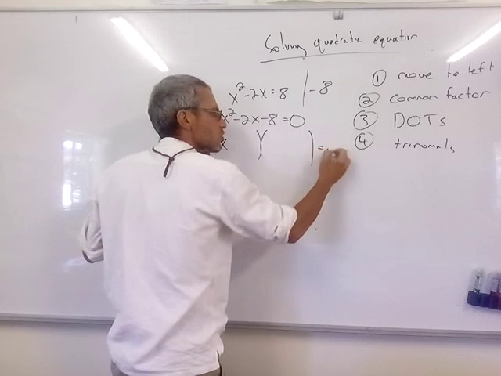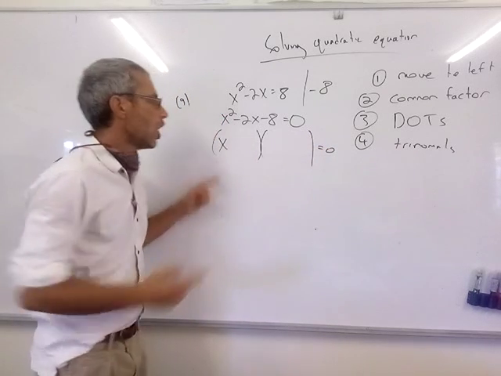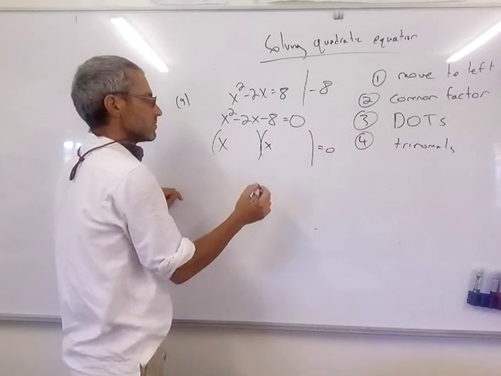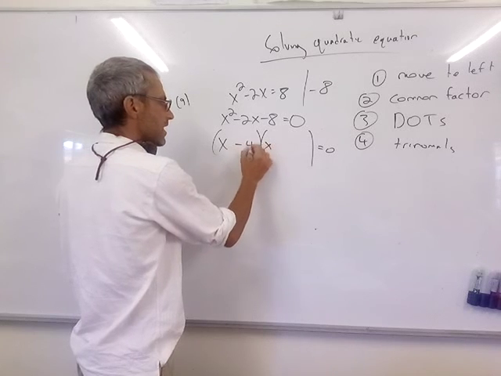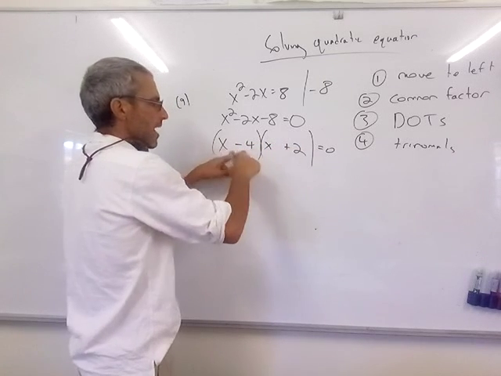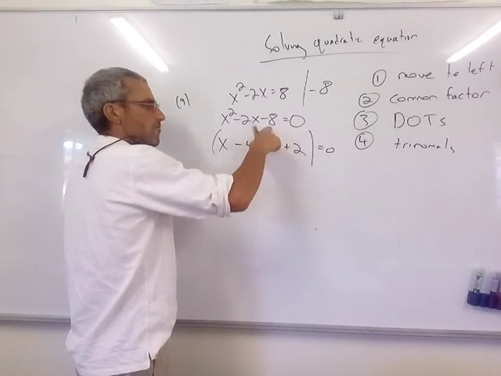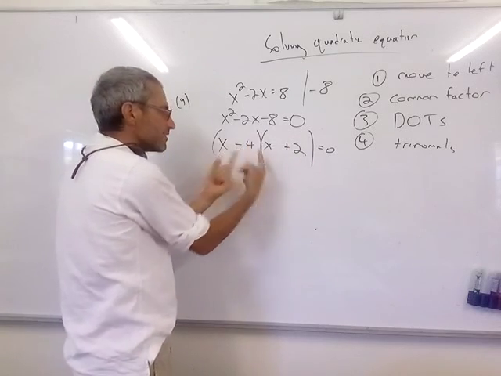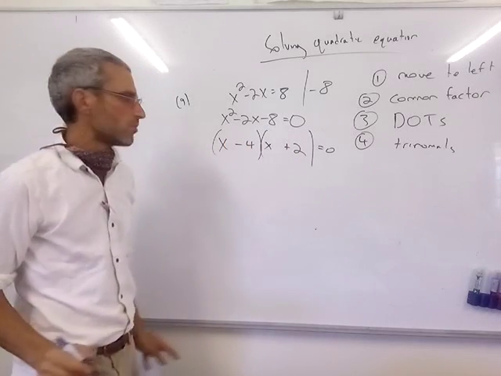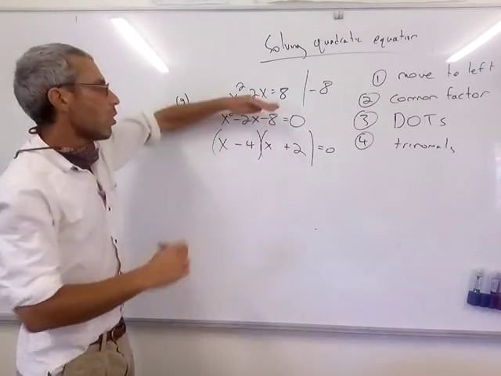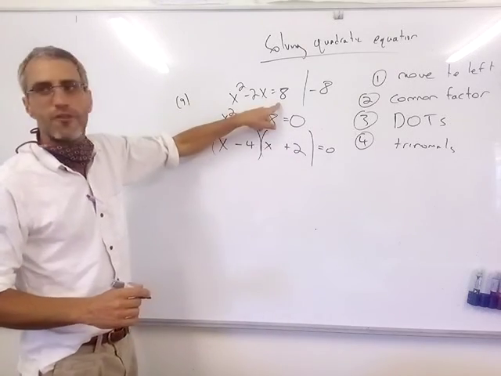The next thing you need to do is factorize, right? So what are the two numbers? Minus 4 and minus 2. Minus 4 and plus 2. Minus 4 times plus 2 will give you minus 8. When you add them, you get minus 2. You remember that from last year. So all these steps we've done. It's just that first step we need to do.